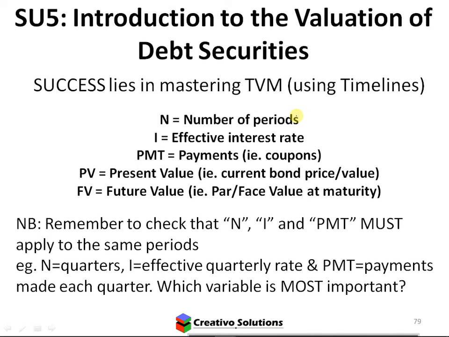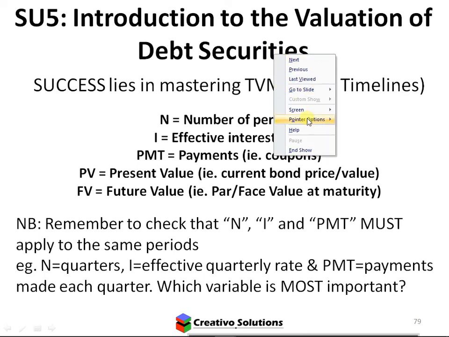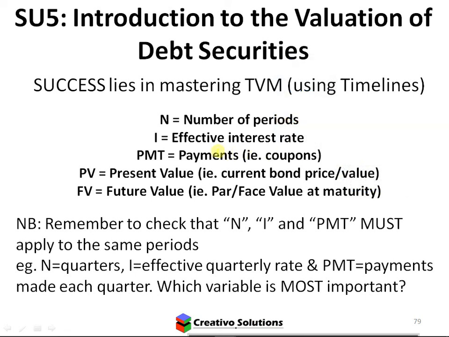You will see simple, easy bond calculations as well in this module. The challenge is, can you pull out the variables? Just remember to keep all the variables the same. And what's the most important one? If I change to quarters or half-years, I'm changing my N and my I. So the payment is the most important variable. Why?